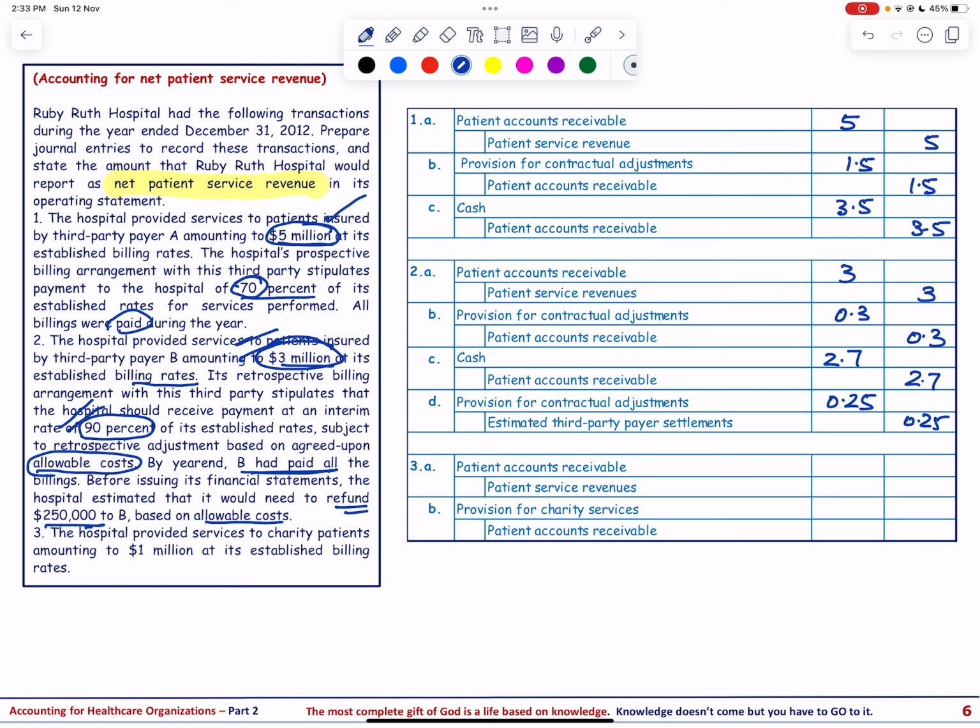The hospital provided services to charity patients amounting to 1 million. So patient account receivable is debit by 1 million, and patient service revenue is credited by 1 million. And then, because these are charity patients, we have to make a provision for the whole amount of 1 million. Provision for charity services debit, and patient accounts receivable is credited by 1 million. Okay.